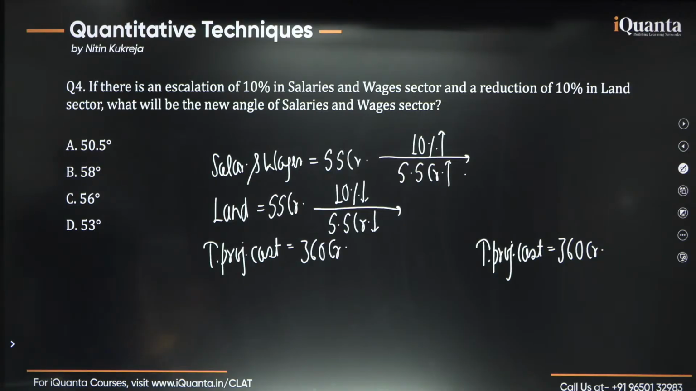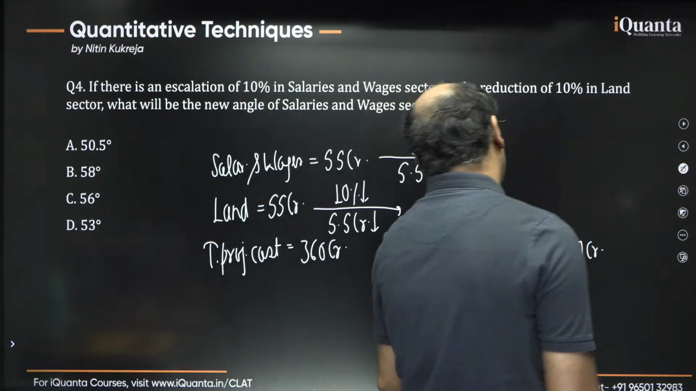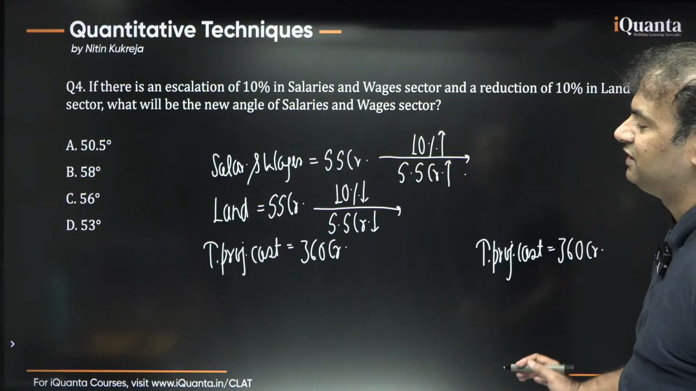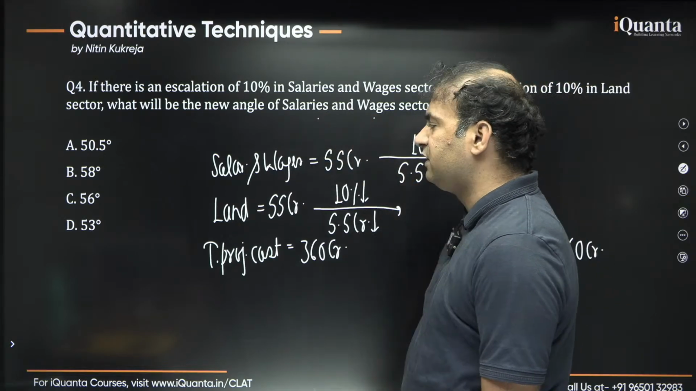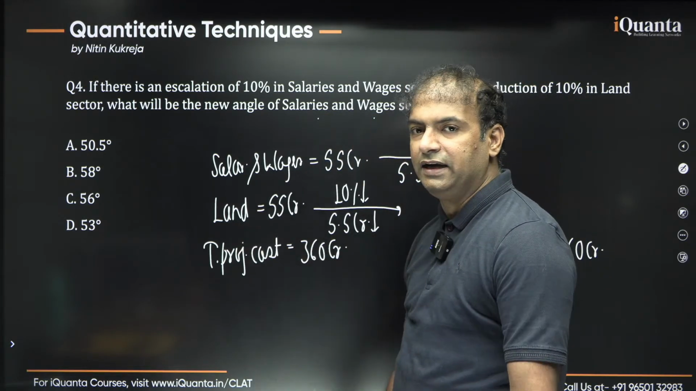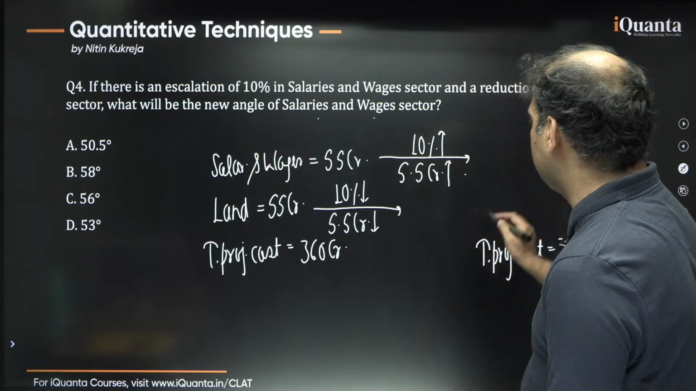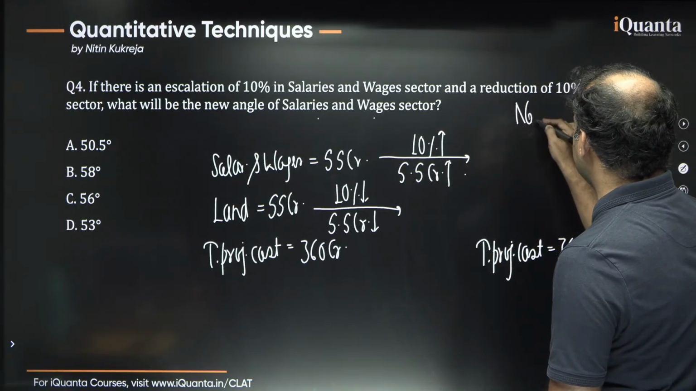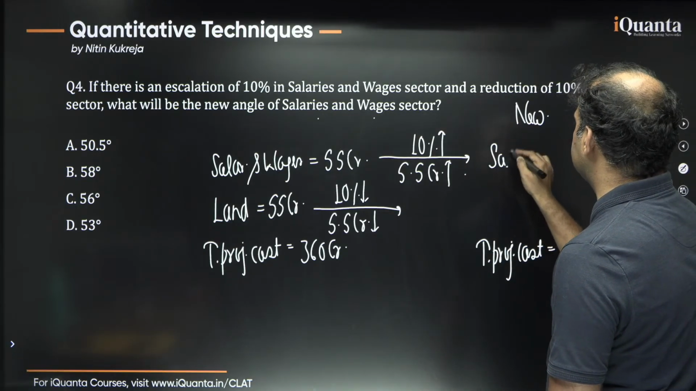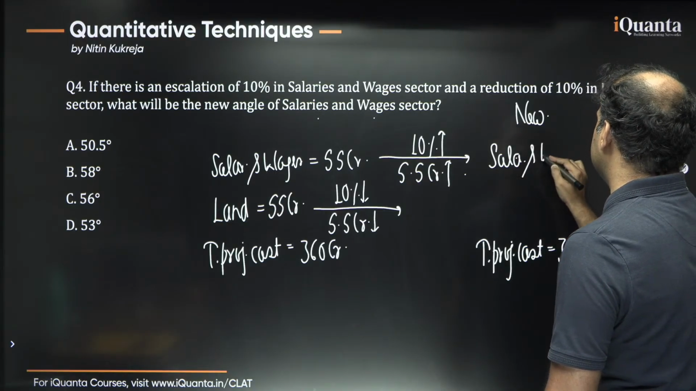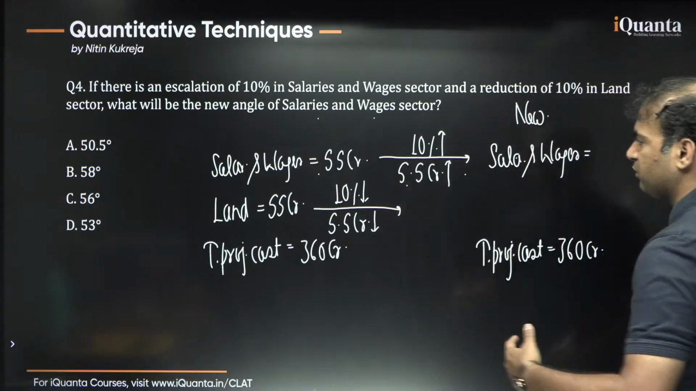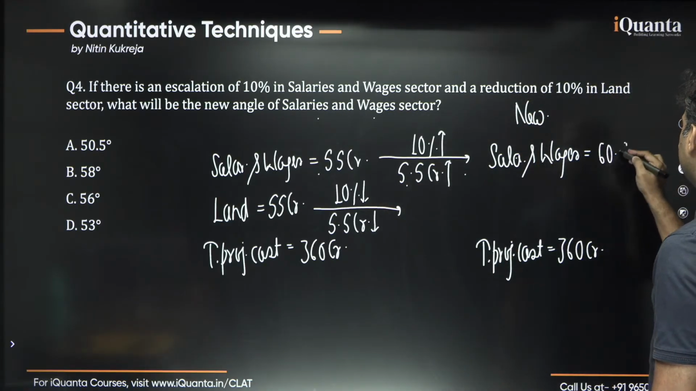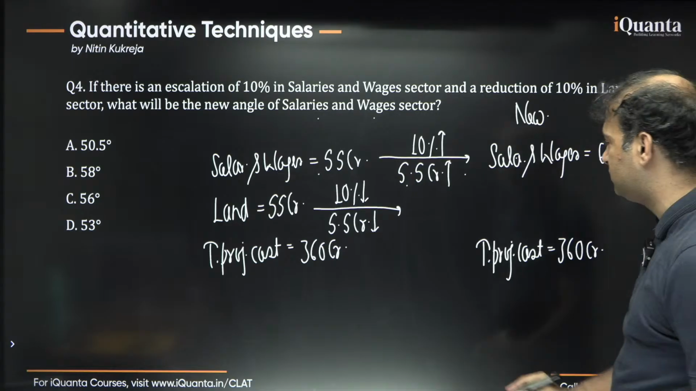Okay, since the total cost remains the same, that actually becomes an easy question. Let me show you how. See, in the end, they're asking the new angle of salary and wages only. They're not asking the angle of the land. So, guys, what will be the new cost of the salary and wages sector? Earlier it was 55, now it increases by 5.5. So it should be 60.5 crores, right? It must become 60.5 crores.